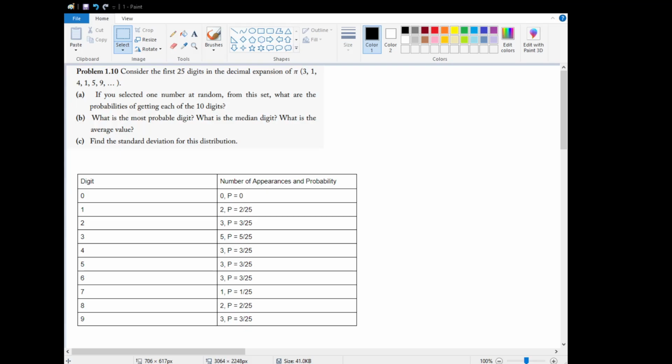Now we are finished with chapter 1, and we move on to the practice problems for chapter 1. So 1.10 is our very first one. Thankfully, it is a relatively trivial problem.